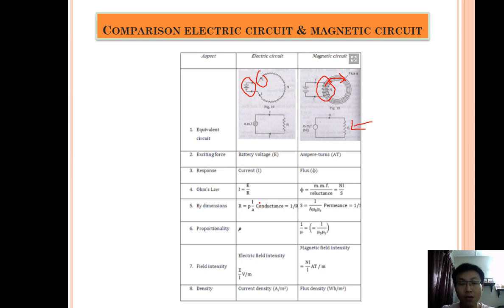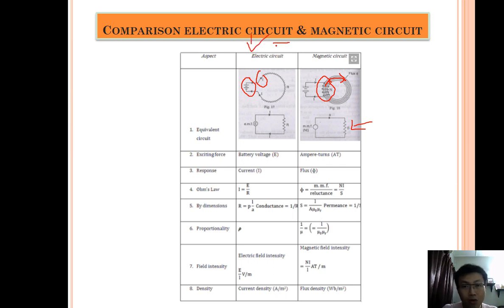By dimension, if we want to find the resistance, we have R equals rho L divided by A, or the conductance is 1 over R. I guess you're all very good in this. Then we have a proportionality, which is the rho, and also we have a field intensity, which we call the electric field intensity, in volt per meter, where it is V divided by L. Density will be the current density, ampere per meter square. So this is what we know from the electric circuit.